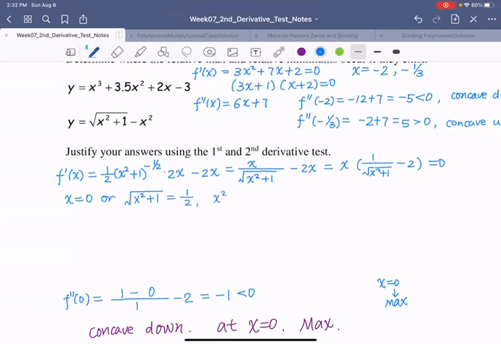That means x squared plus 1 will equal how much? 1/4. X squared will equal -3/4. That's impossible, okay? No real solution, and we don't talk about the imaginary solution over here. No real solution, okay?